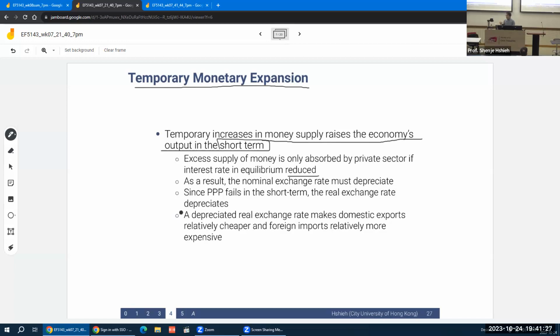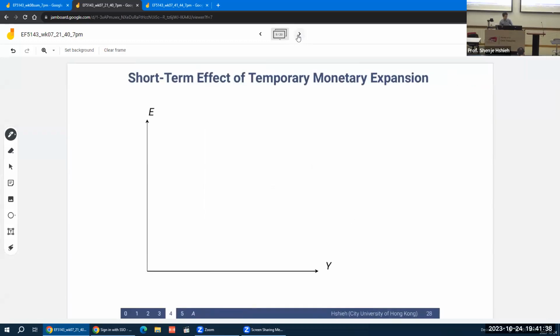And with sticky prices, absolute PPP is going to be broken. Yes, it's not going to hold. So that's the preview. So we can analyze this now graphically, and we'll go over it slowly so that we understand the underlying mechanisms and where the feedback takes place and so forth.